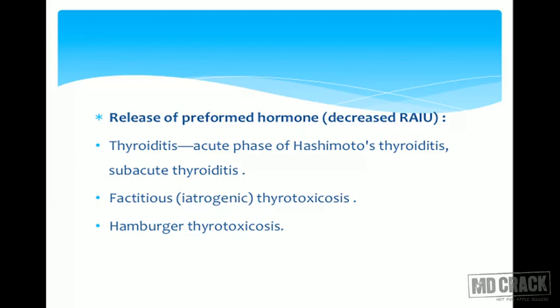Next, we will see the disorders with an increase in serum thyroxine concentration more from release of preformed hormone, which have decreased radioactive iodine uptake. Whatever thyroid hormone is already formed is released into the circulation. It is seen mainly in conditions such as thyroiditis, whenever you have inflammation of the thyroid gland, which will lead to increased secretion of thyroid hormone into the circulation, seen in the acute phase of Hashimoto's thyroiditis and subacute thyroiditis. You also have factitious, that is iatrogenic, thyrotoxicosis. Next we have hamburger thyrotoxicosis, in which you see increased release of preformed hormone by the thyroid gland.